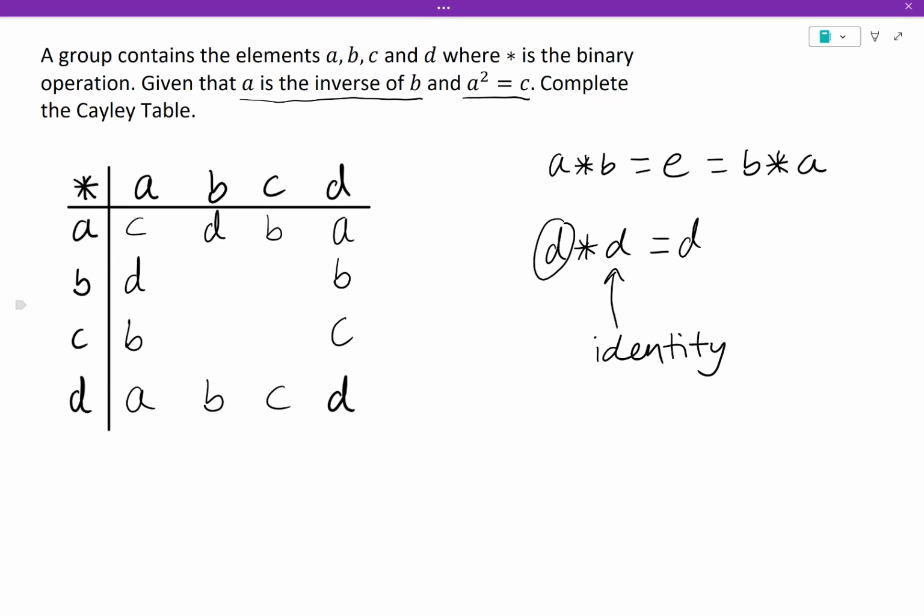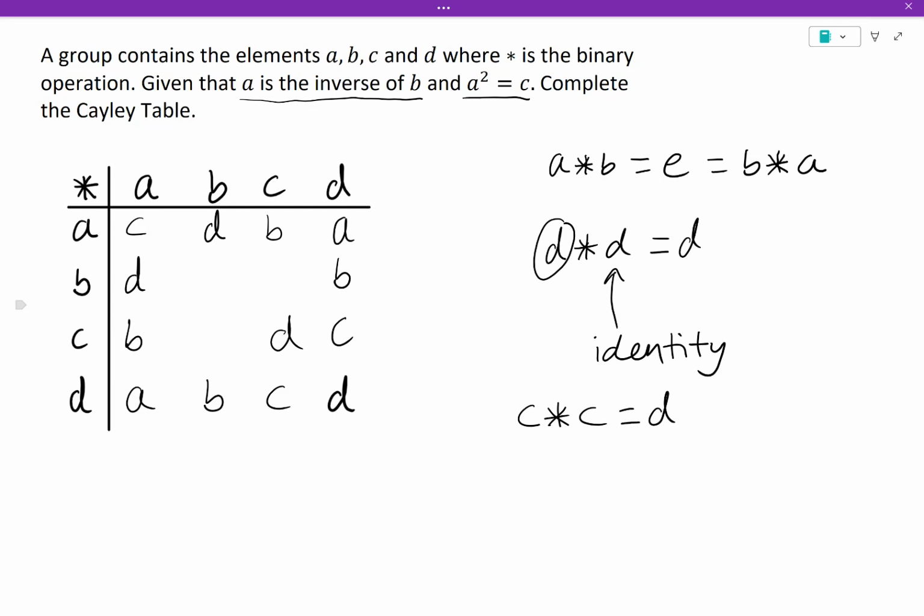So one thing maybe you should consider is, what are the inverses of the elements? We know that A is the inverse of B, B is the inverse of A. So we've got the A and B inverses sorted. If D is the identity, then it's self-inverse. Now C must have a unique inverse, and the only option left is C itself. So therefore, C combined with C must give us our identity. It must also be self-inverse. So C combined with C must be D.